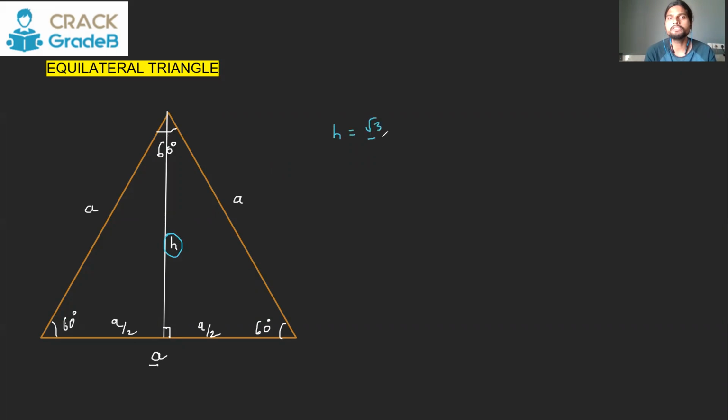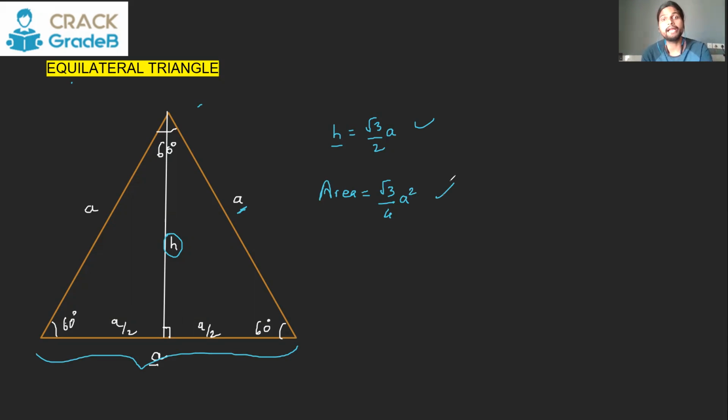Height will be root 3 by 2 times A. So if the side of the equilateral triangle is A, the height will be root 3 by 2 times A. And using this height and this as a base, you can calculate the area, and that will be root 3 by 4 A square. Root 3 by 4 times A square. So these two things about the equilateral triangle you must know.